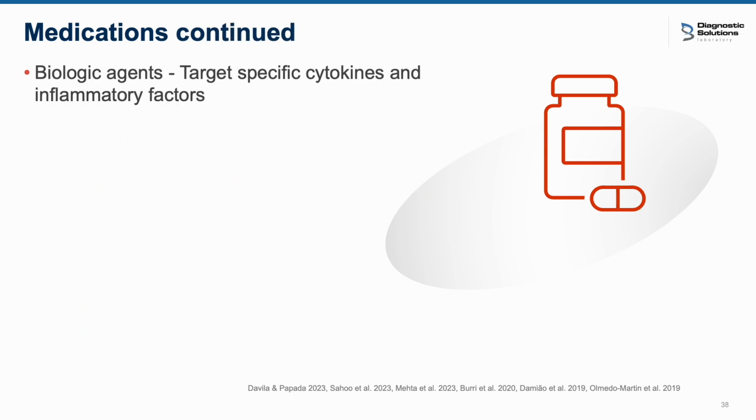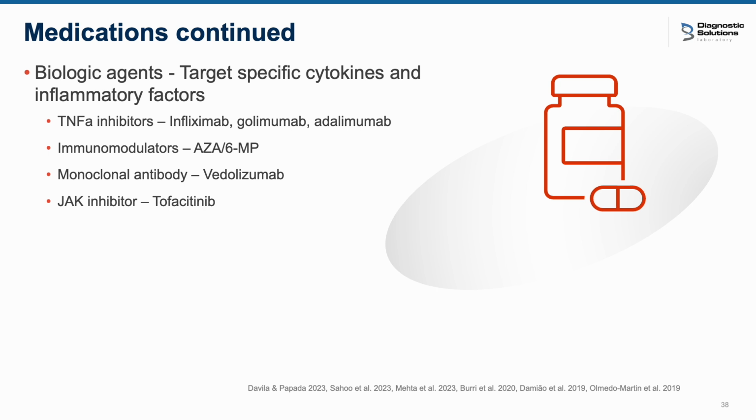So another class of medication that are very commonly used would be these biologic agents, which target specific cytokines or inflammatory factors. So here are a few of the most common you'll see in practice. By far, the most common I will see, and what is often the initial therapy when it comes to biologics, would be TNF-alpha inhibitors. Infliximab is very, very common to see as a first-line agent for biologics.